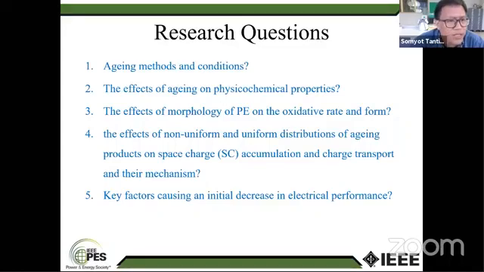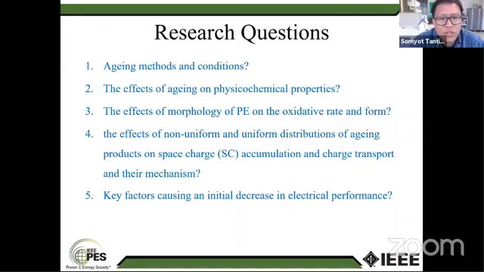The first question is, what is the aging method and the condition that I need to study? I will show later. And question 2, question 3: I need to know about the effect of aging on physical and chemical property change and the effect of morphology of PE. Morphology of PE means, like I will show in the picture later, briefly, the morphology is about the crystal and the chain structure in the PE when we see it from the scanning electron microscope.